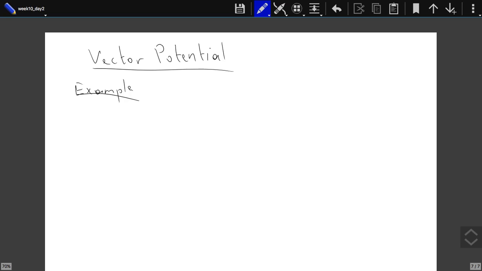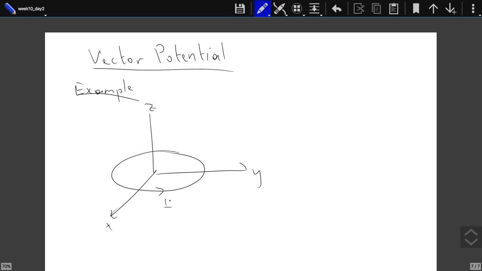Let's take a ring, again, just a ring, the problem that we had already solved. A ring on the xy plane, which carries a current I. We already know that the vector potential, we can write it in the form J of r prime divided by r minus r prime, times 1 over c. This is the vector potential at the point r.